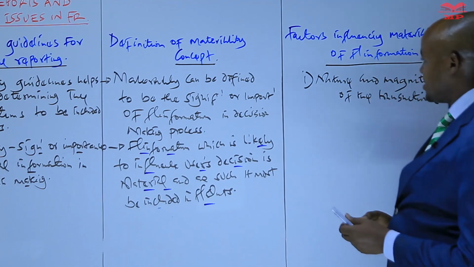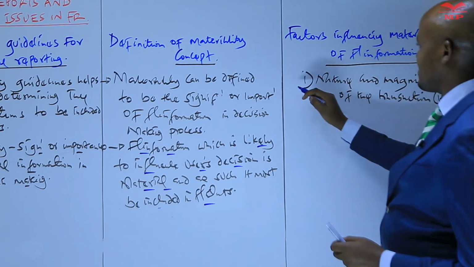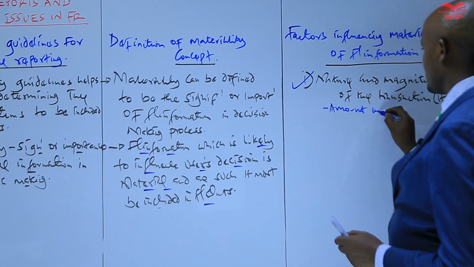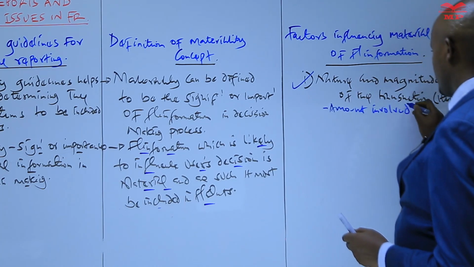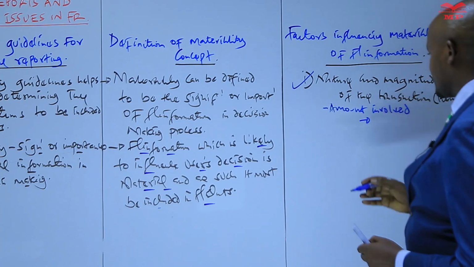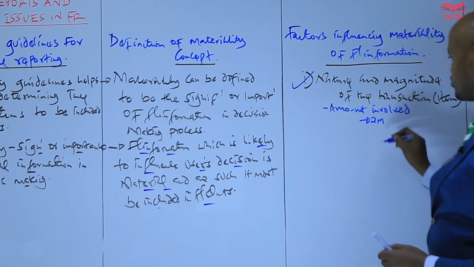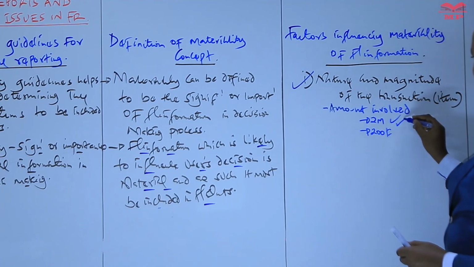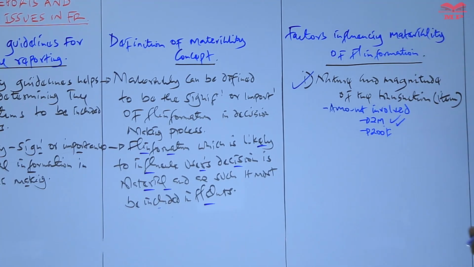So here, when we talk about the nature and the magnitude, we are talking of the amount involved. Like in this case, if we have two transactions, one involving 2 million and one involving shillings 200, then we can say that this transaction here is material. It involves a huge amount of money, so if it is omitted from the financial statements, they will be misleading.